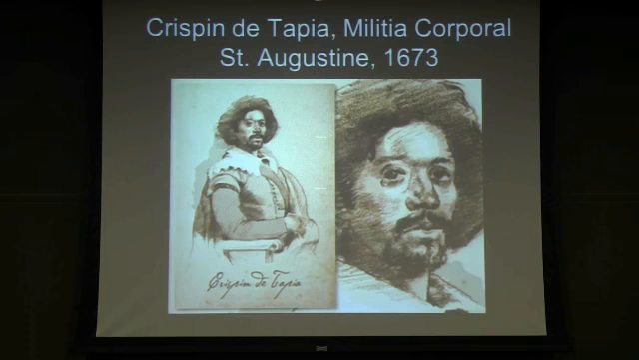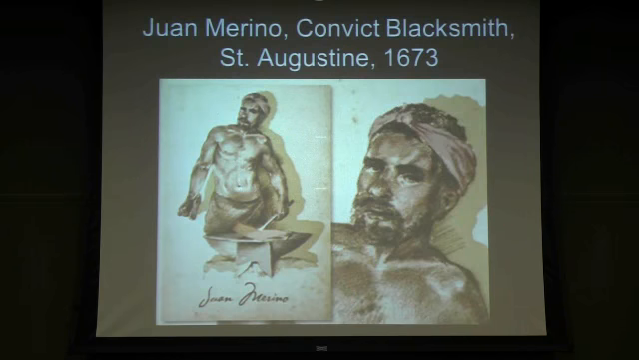And this man, Crispin de Tapia, was a corporal in the St. Augustine militia in 1673. And on his times when he wasn't fighting, he was a store owner. We have records of his store. And another man that I found, and I just tried to find different characters that they could talk about in the exhibit. So if you stand under this little funny thing, their voices come out and you hear their story.